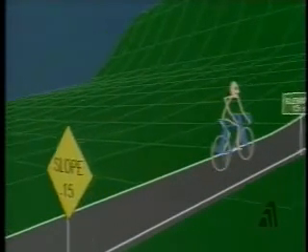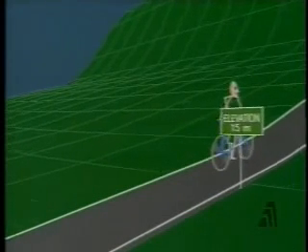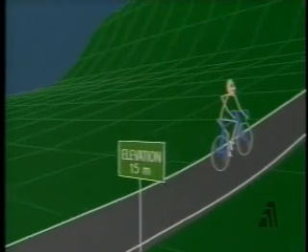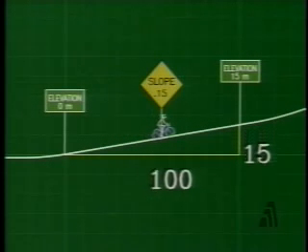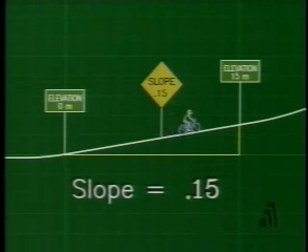For example, suppose the elevation of an incline increases 15 meters every 100 meters. The rider moves upward 15, horizontally 100. The slope is 0.15.